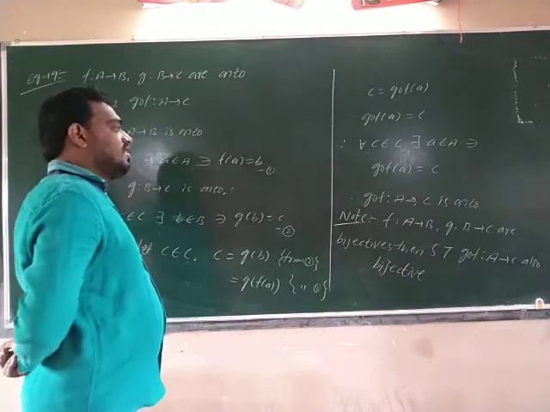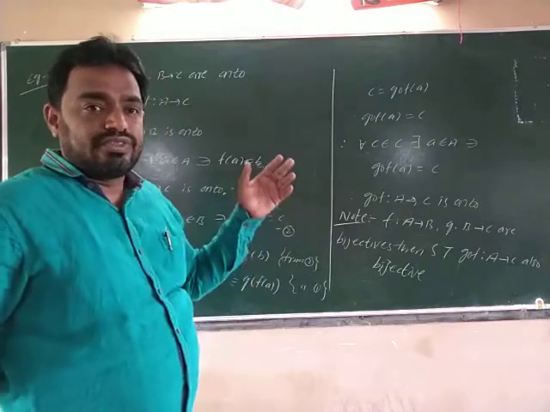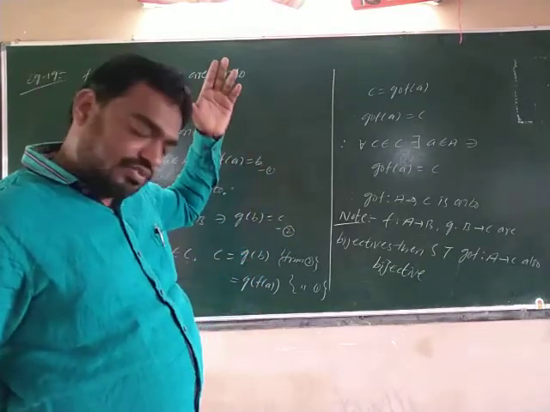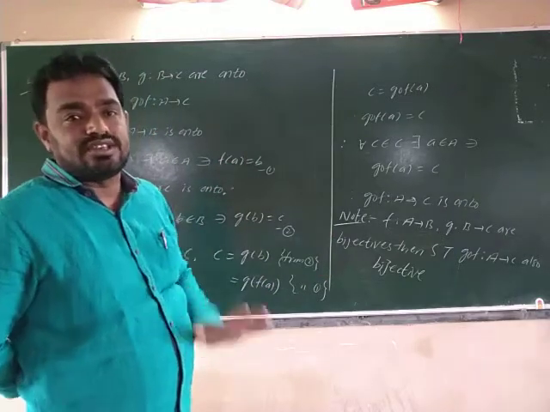Question number 18 you write once, and question number 19 also write. From that, you conclude: therefore, g circle f mapping from A to C is bijective, right? That is the answer, right?